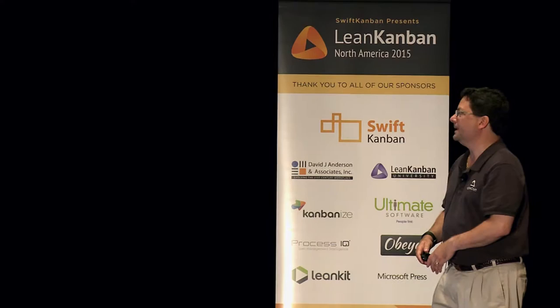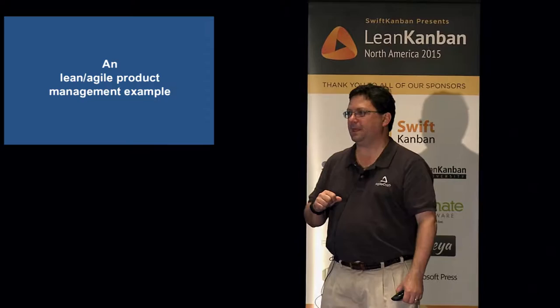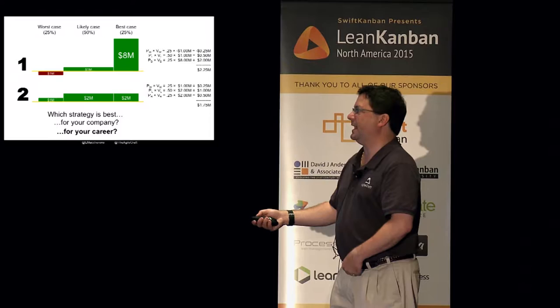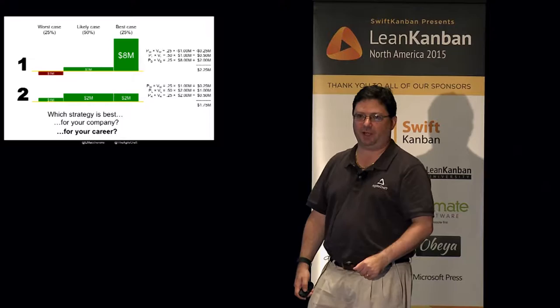So let's say you're making a product decision. You actually have two projects you can invest in. Strategy one is relatively more risky but has higher payoff. We said that the worst case scenario here, a 25% likely outcome, is that we won't bring in any revenue for the project. It's going to cost us $1 million to do the project, and we won't bring in any revenue. That means we'll lose $1 million on the project.